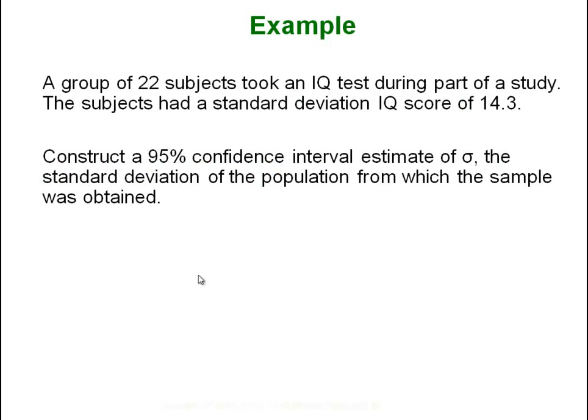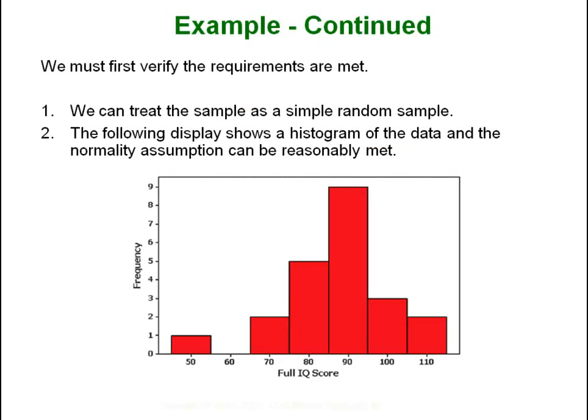Here's another example with those IQ scores, where we're going to work the whole thing through. Our sample of 22, we have 14.3 as the standard, right? Standard deviation, not variance. Standard deviation of 14.3. We want to construct a 95% confidence interval estimate of the standard deviation. First thing we've got to do, check and make sure our data is normal, or that it comes from a normal distribution. So we run a quick histogram, we look at that and go, it's normal-ish, right? It's normal enough.